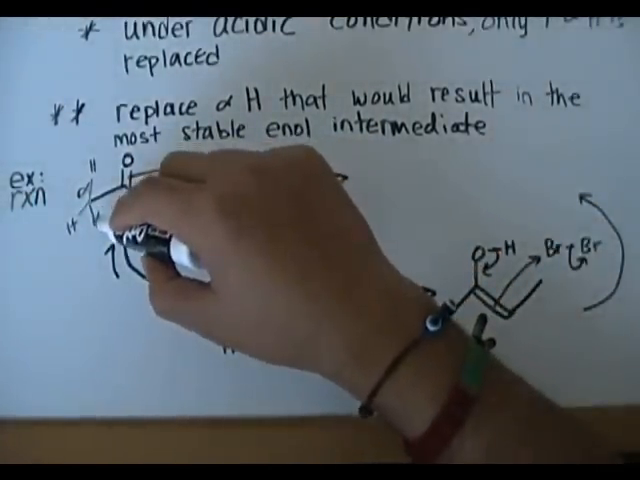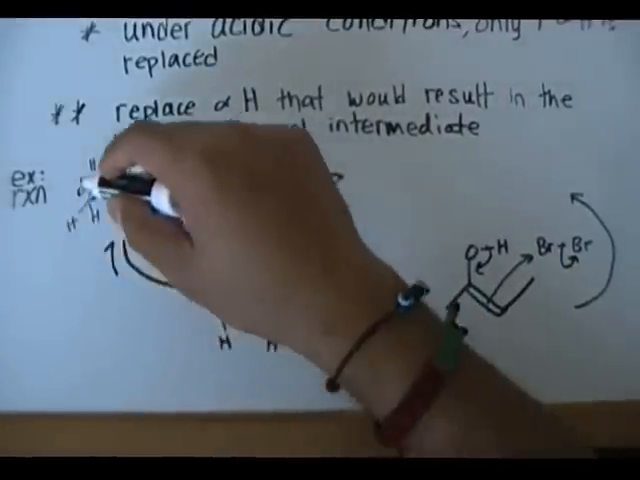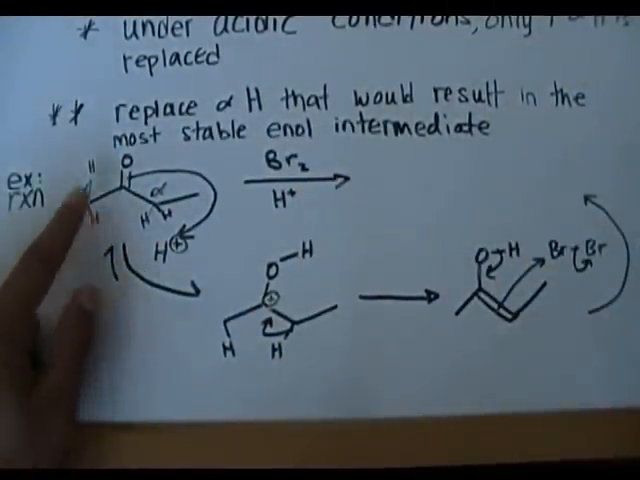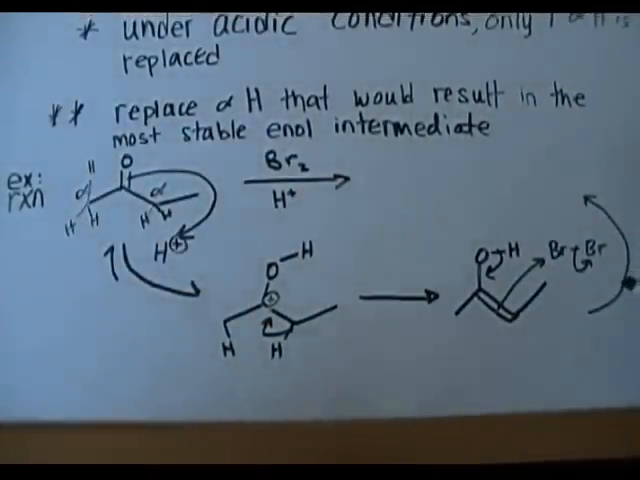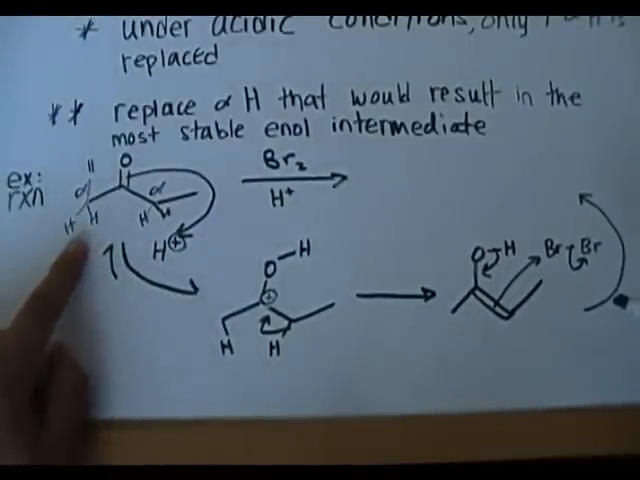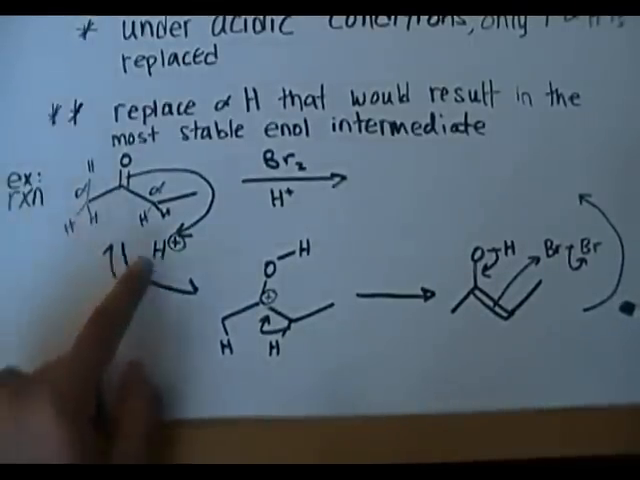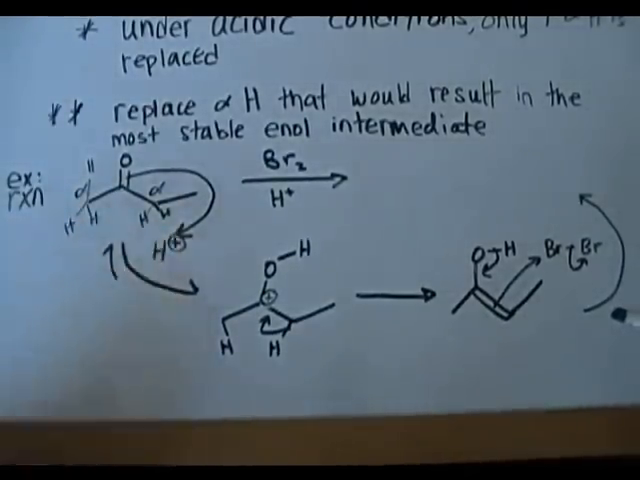I already have drawn in the alpha carbons and the alpha H's. I didn't put the little alpha signs by the H's because I think it would have been way too crowded, but nonetheless understand that those are alpha H's because they're attached to alpha carbons. Those are also alpha H's there.